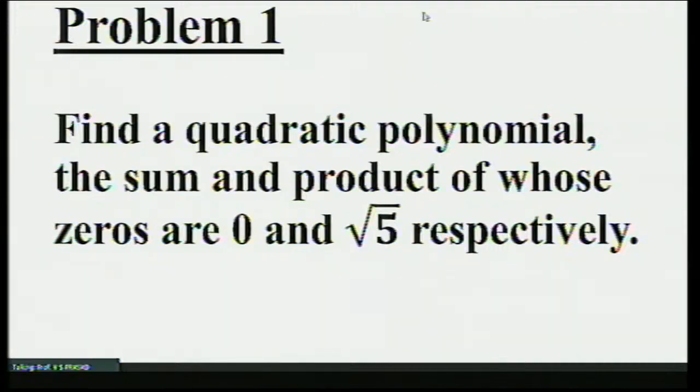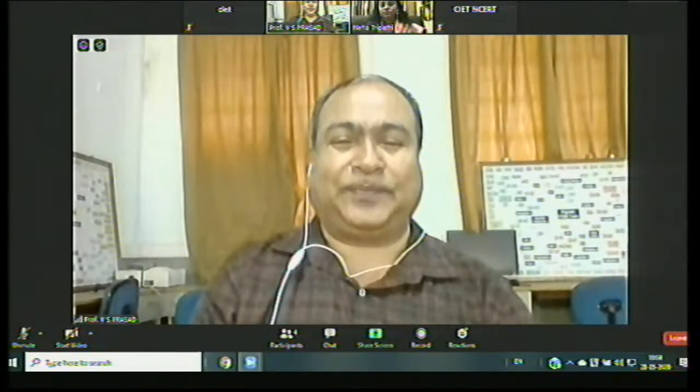In fact, last time one student asked, when we have 0 and root 5, how actually the corresponding equation looks like. Actually here 0 and root 5 are the sum and product of the zeros of the given problem. That is the change they have to observe. Now let us see this problem.